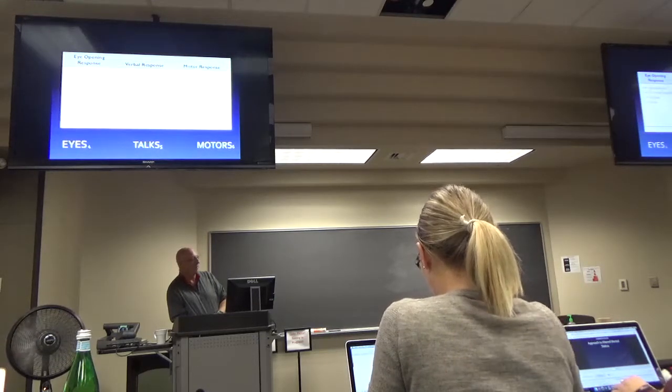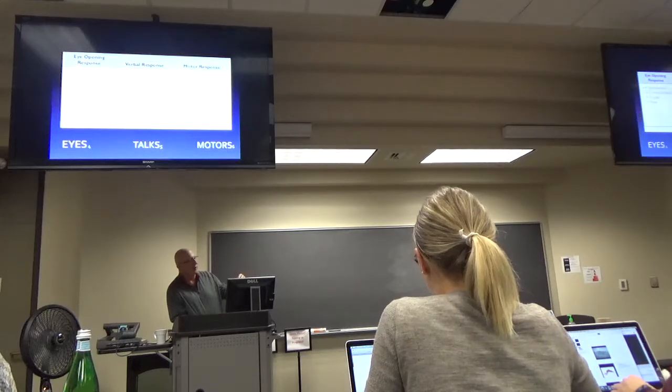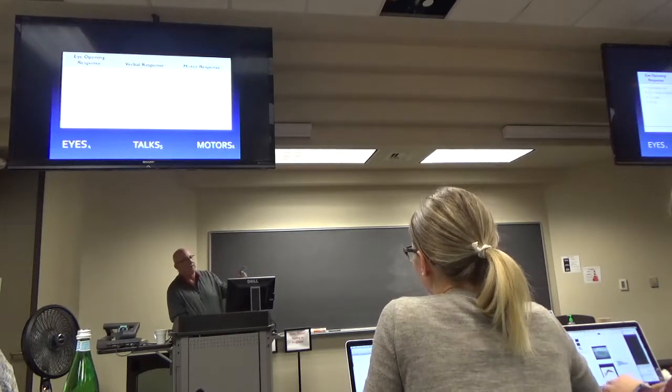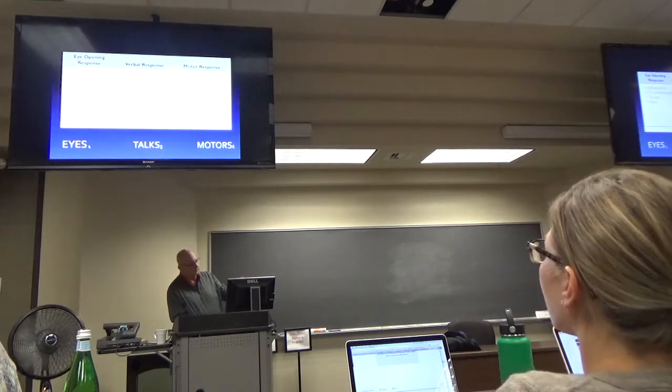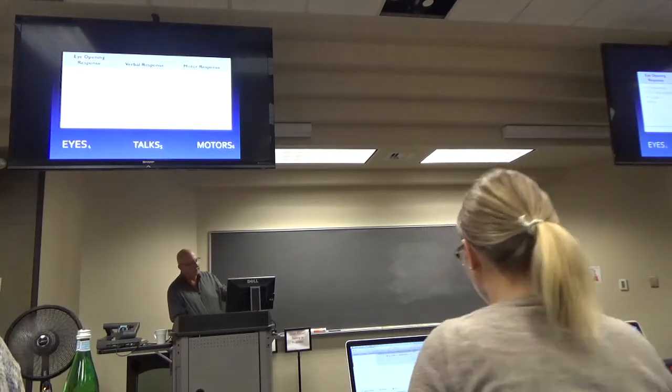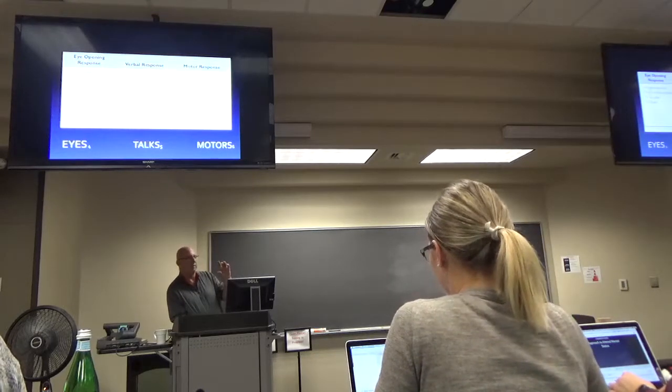If you know what the best you can get is, it's really easy to get in your mind and think backwards. So if you're going to go from motor response, 6 is obeys commands, then a 5 is localizes the pain, and a 4 is withdraws from the pain, and 3 is flexion, and 2 is decerebrate, and 1 is none. And it's really easy to figure out how to count down.